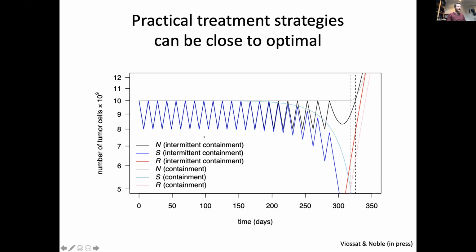So this is an example where the dark black line is the overall tumor size in the case of intermittent treatment, and the blue and red in the dark colors are the sensitive and resistant cell populations. If we're trying to contain an initial size of 10 to the 10 tumor cells, then we can see that the intermittent therapy, this black line, exceeds that threshold slightly later than the containment strategy, which is shown in gray. But the difference here is very small.